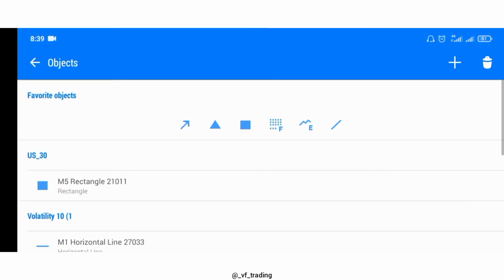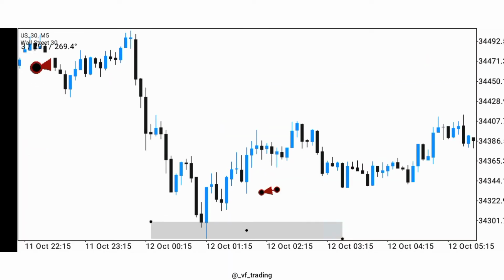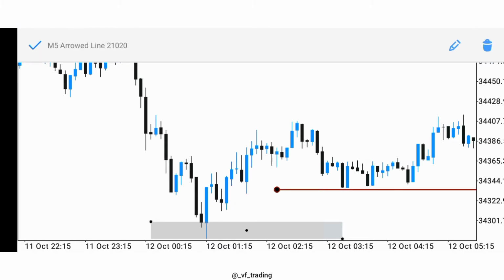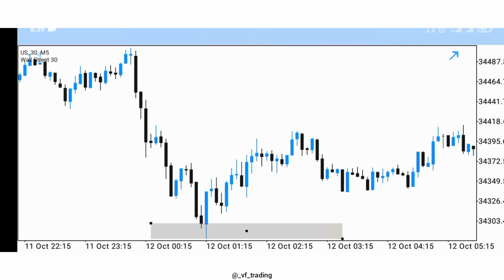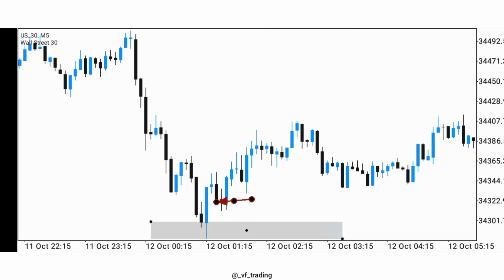Here is the engulf. Okay, let's fix that. And here is the engulfing candle. This long blue candle engulfed the previous bearish candle.